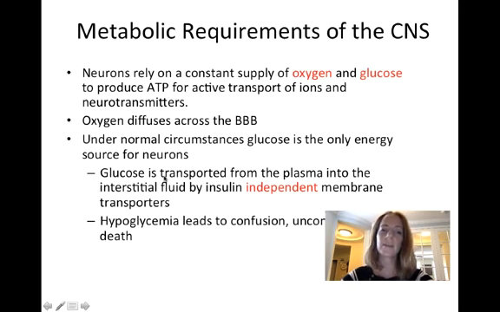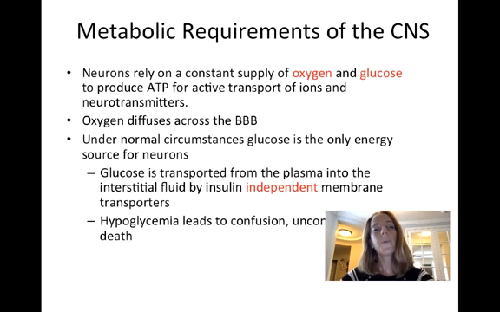for neurons. So glucose is transported from the plasma into the fluid by insulin-independent membrane transporter. So insulin is not required for glucose to get into the brain. Low blood glucose or hypoglycemia can lead to confusion, unconsciousness, and in the extreme case, even death.